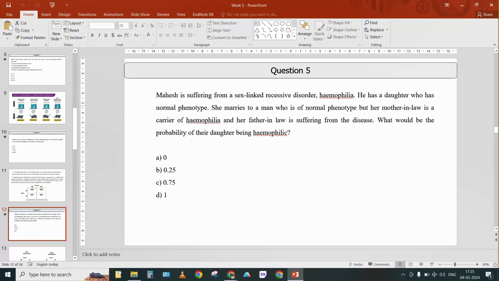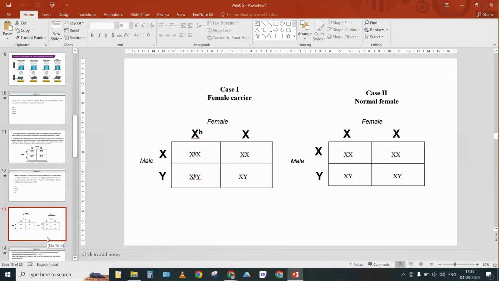In this scenario, Mahesh is suffering from a sex-linked recessive disorder, hemophilia, which is carried on the X chromosome. Since Mahesh is affected, he must have the genotype XHY, where XH represents the X chromosome carrying the hemophilia allele, and Y is the male sex chromosome. So Mahesh's daughter, who has a normal phenotype, inherited a normal X chromosome from Mahesh. Let's represent her genotype as X and XH.